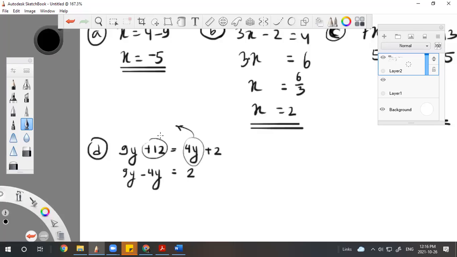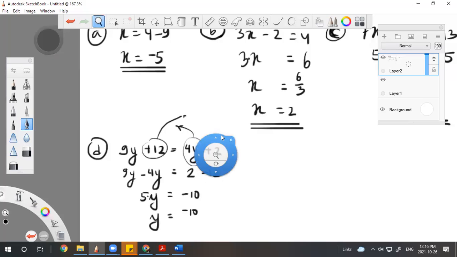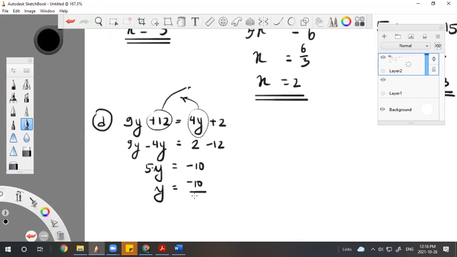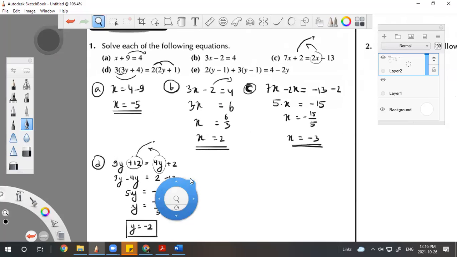And you move the positive 12 to the right side, becomes negative 12, right? So it is 5y equals negative 10. Okay, so y equals negative 10, divide by 5. Again, don't subtract again, this can go wrong. So y equals negative 2. See how simple it is, right? It looks difficult, guys, but it's doable.